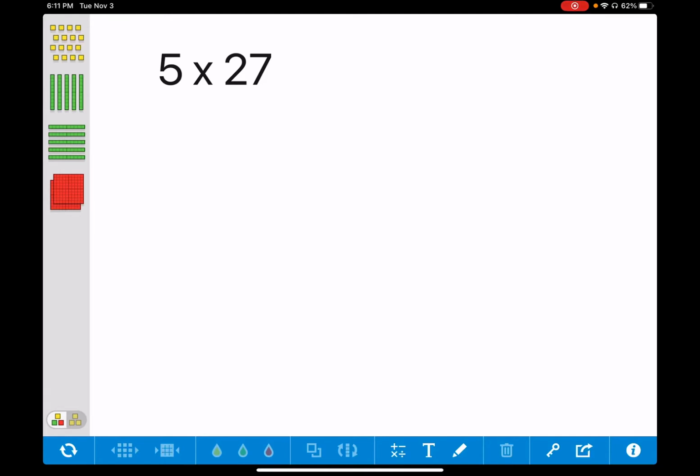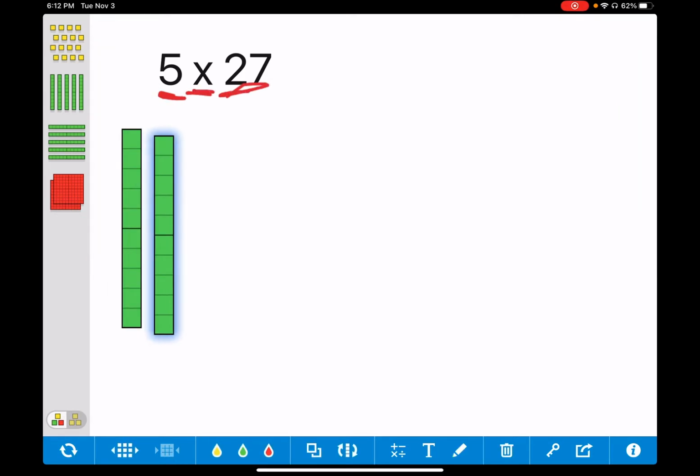Okay, let's take a look at an example of multiplication that requires regrouping. The problem is 5 times 27. The first thing I'm going to do is model 5 groups of 27, because that's what this problem is saying. The way that I'm going to model this is by creating 5 groups that each have 27.